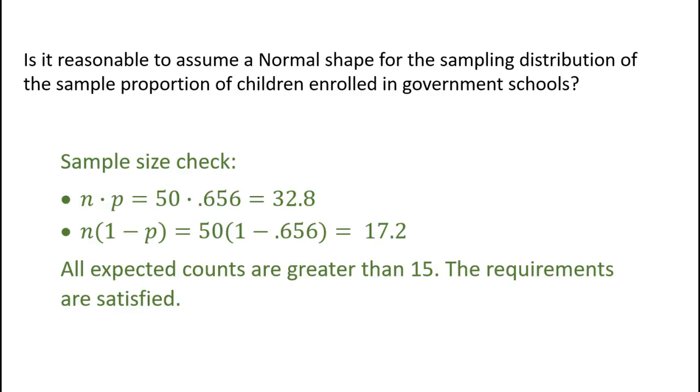And then finally, our question is: is it reasonable to assume a normal shape for the sampling distribution of the sample proportion of children enrolled in government schools? And the answer here is yes. Remember that we already completed our sample size check, and we saw those requirements are satisfied. So since both these values are larger than 15, it is reasonable to assume that normal shape.